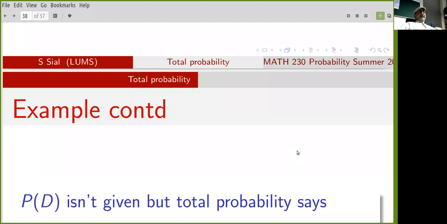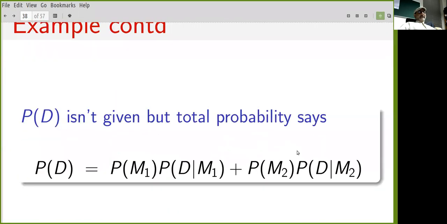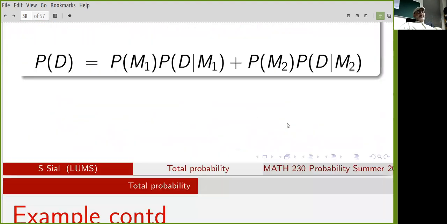Now the probability of D is not given, but we can say this. We have a partition: M1 and M2. The widget is either made by machine 1 or machine 2. So the probability that it's defective is the probability that it was made by M1 times the probability that it's defective given M1, plus the probability that it was made by M2 times the probability of D given M2. That's just total probability, with the two sets M1, M2 partitioning the sample space.